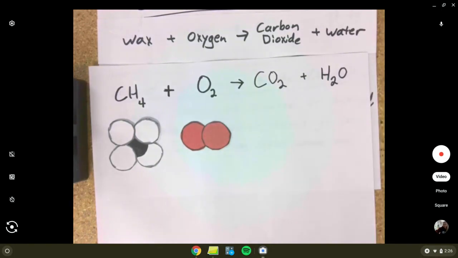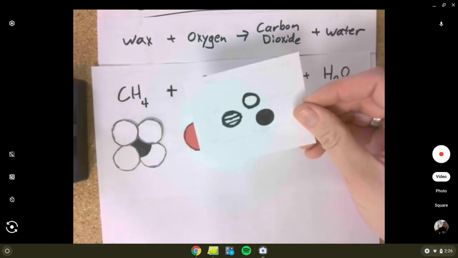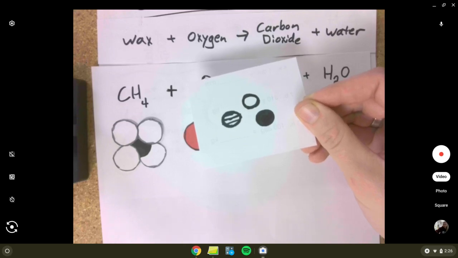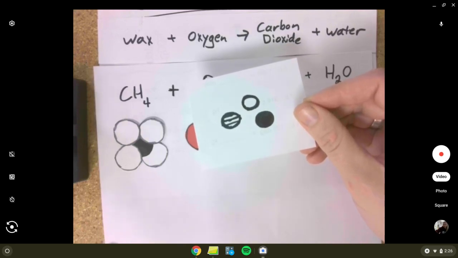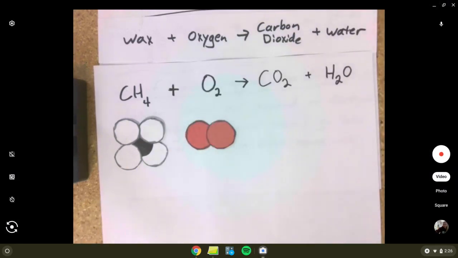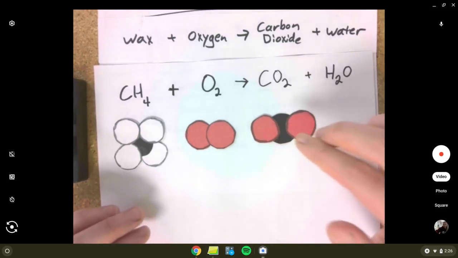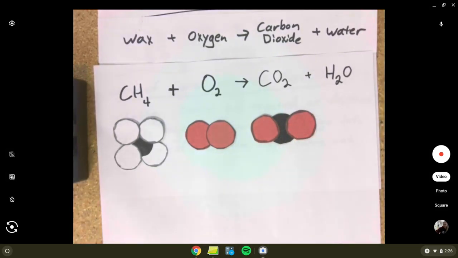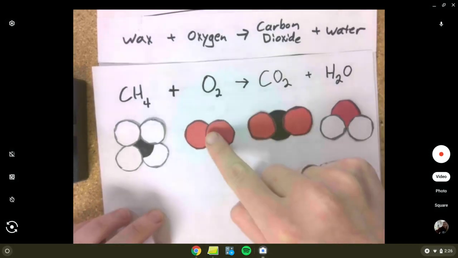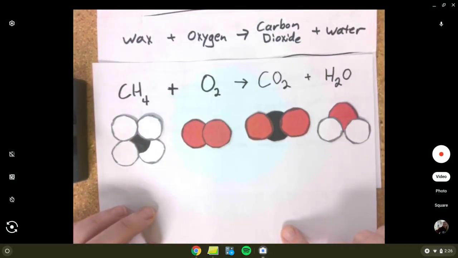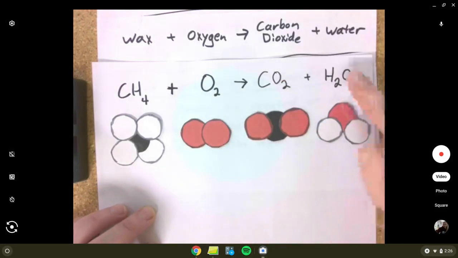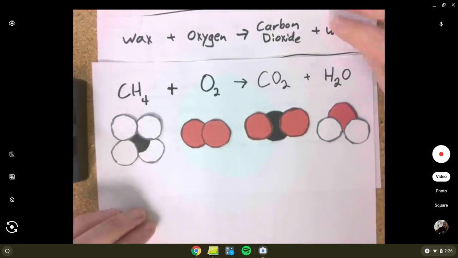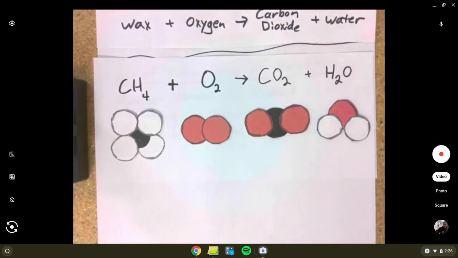If you don't have colors, what you can do instead is just do a solid circle, a blank circle, and a striped circle or something like that. We only need those 3 colors or forms. So there's our CH4, our O2, and here's what CO2 looks like. Here's an H2O. So go ahead and write that down in your notebook. Try to make sure that they're lined up. So we've got our CH4, O2, CO2, and H2O. Go ahead and write that down and come back when you're ready.